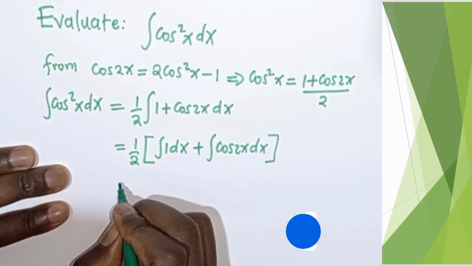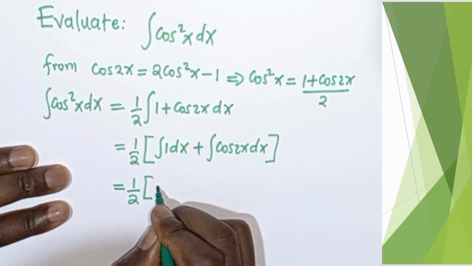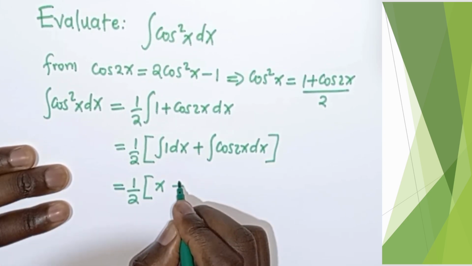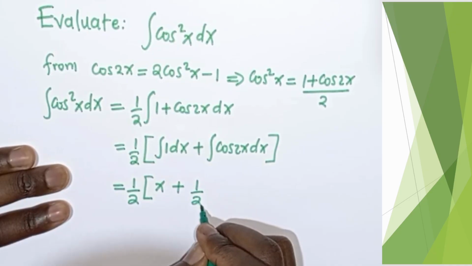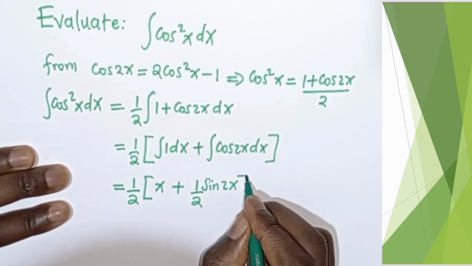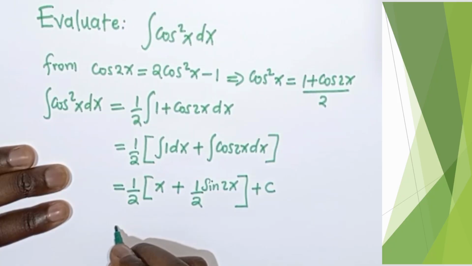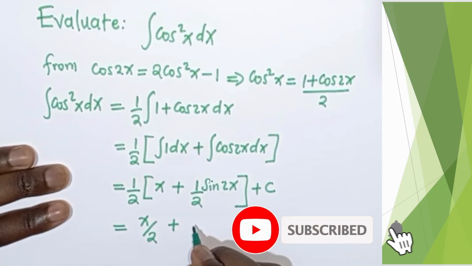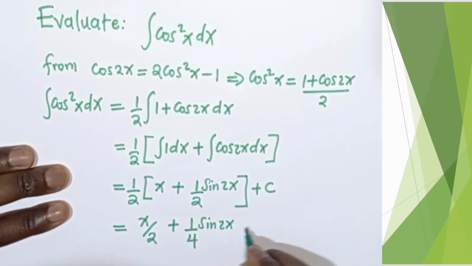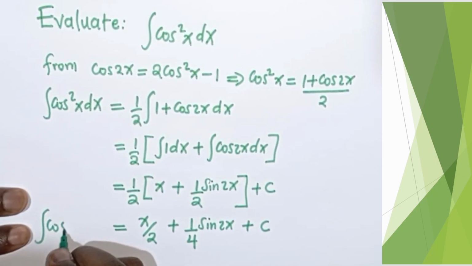And then when we integrate, we have 1 out of 2. When you integrate 1, you get x, plus, when you integrate cos 2x, you have a half sine 2x. Close the square brackets plus a c. So therefore, when you multiply it inside, we shall have x out of 2 plus 1 out of 4 sine 2x plus a c. Just like that, you are done integrating cos squared x dx.